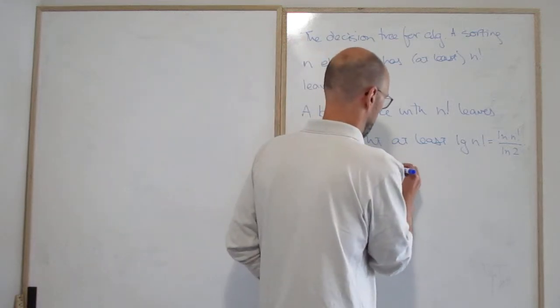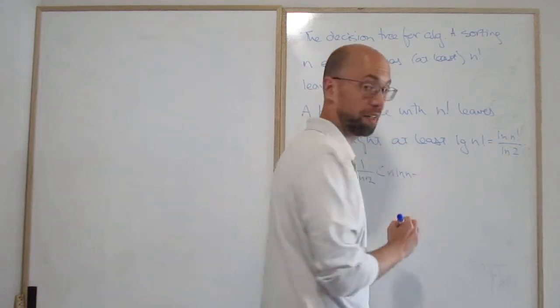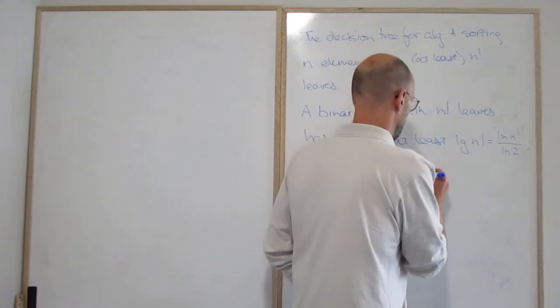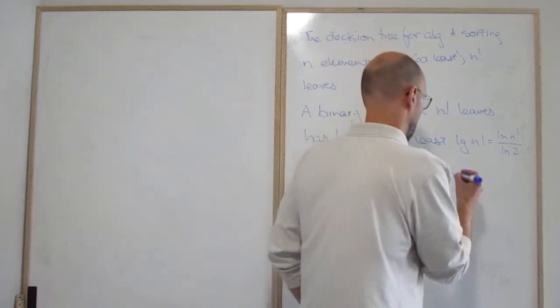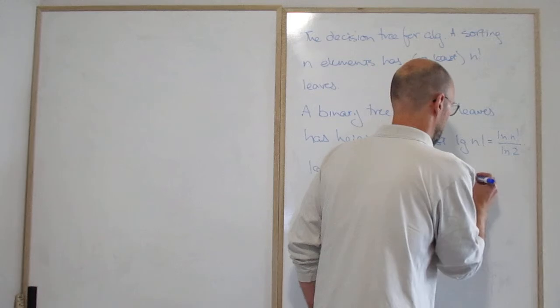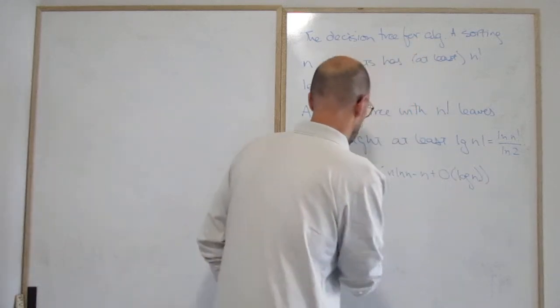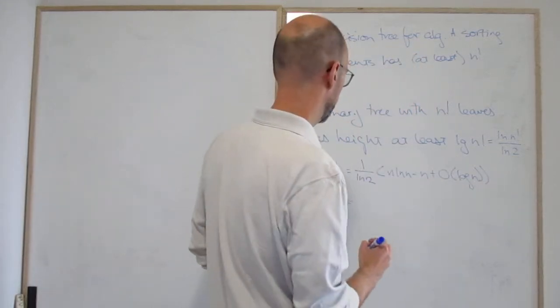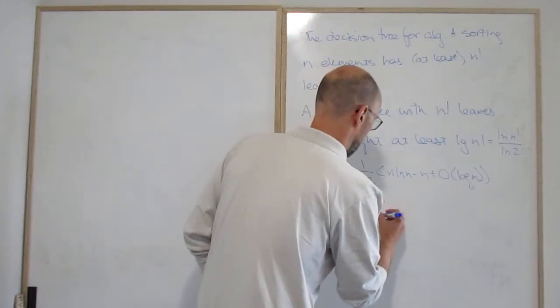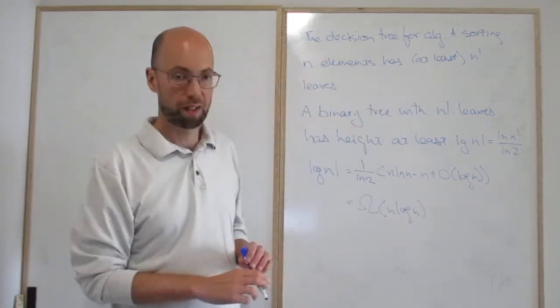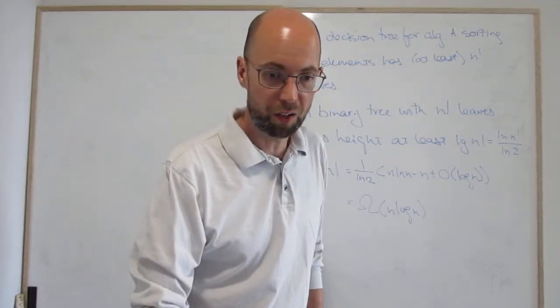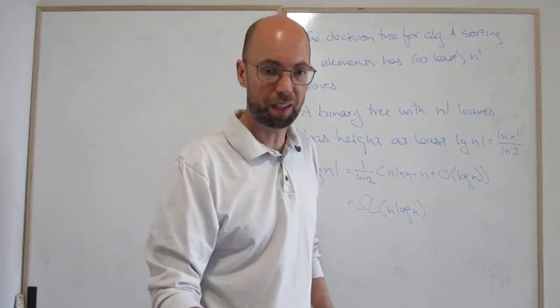And then by Stirling's formula, it's n ln n minus n plus o of log n. It only changes the constant factor anyway. And this is all omega n log n. Right? So, omega. Yay, omega.